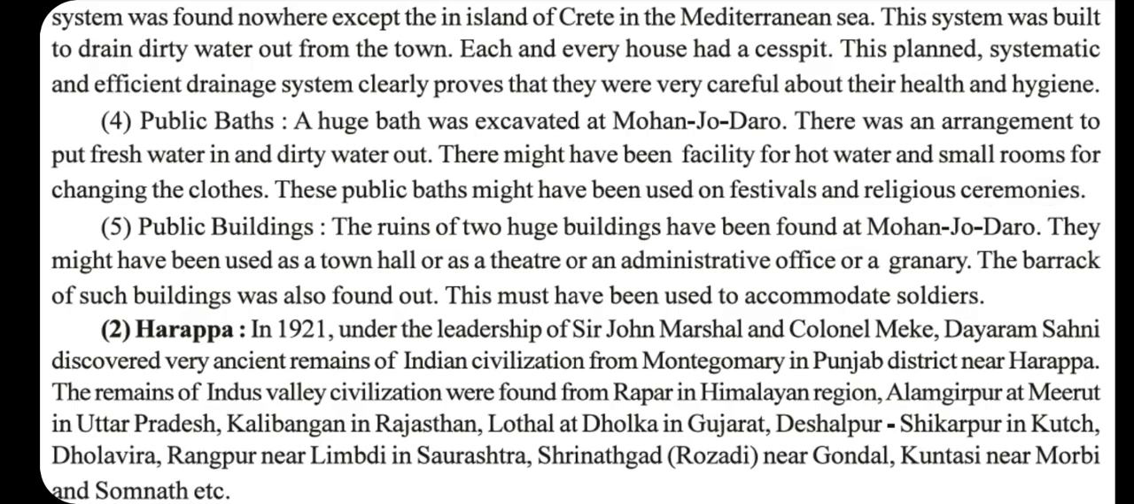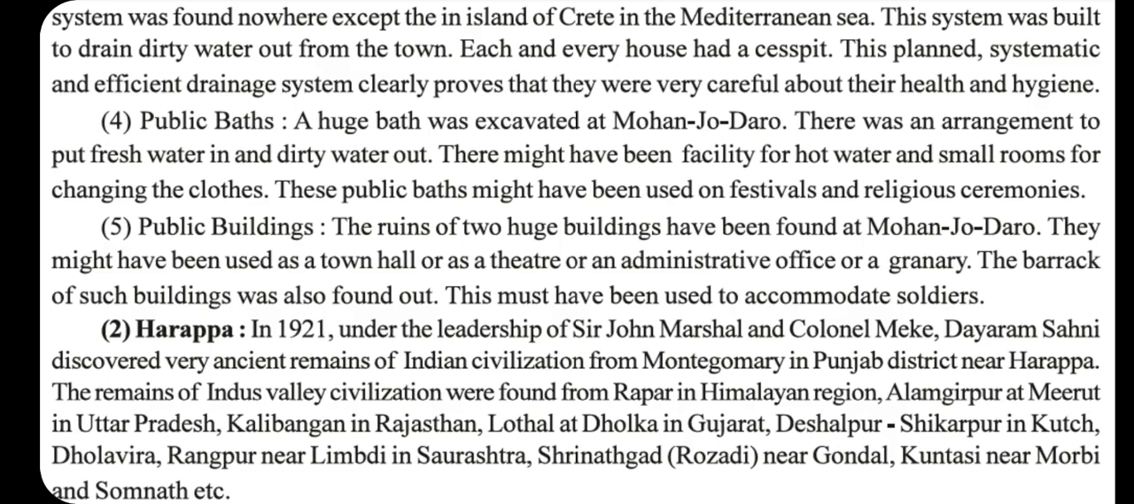A huge public bath was also found. It means that during festivals and religious ceremonies, many people could bathe at a single place, and there was a special arrangement for changing clothes also. Two huge buildings were also found at Mohenjo-daro. They must have been a town hall, theater, administrative office, or barracks. So this was the whole town planning of Mohenjo-daro.